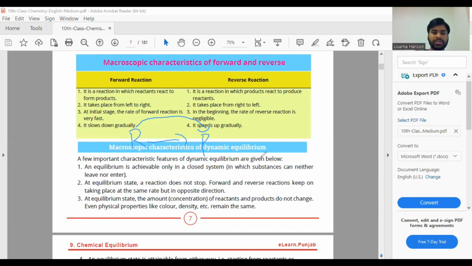But in case of reverse reaction, the products are converted into the reactants. Products are on the right hand side and the reactants are on the left hand side. So the direction of the reaction will be from right to left.